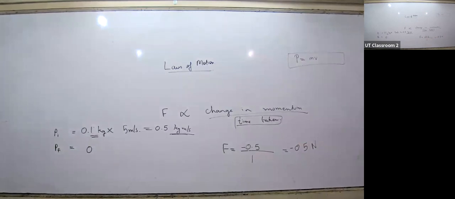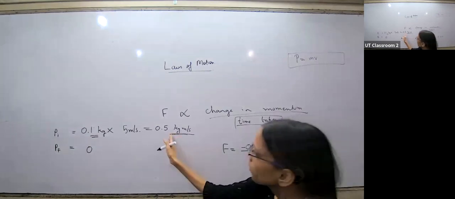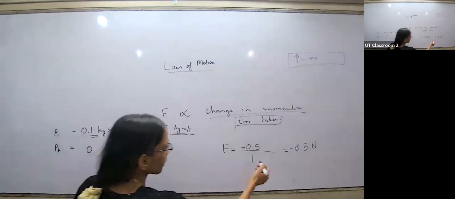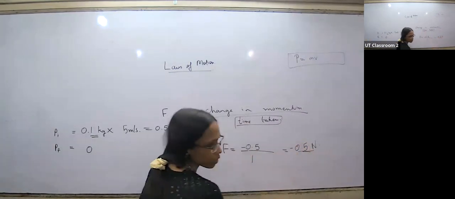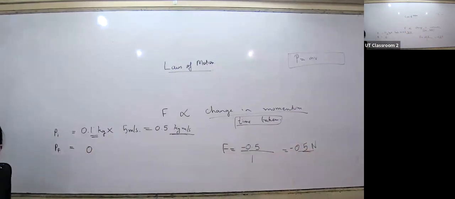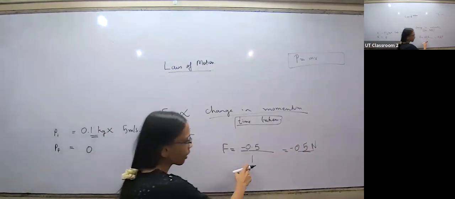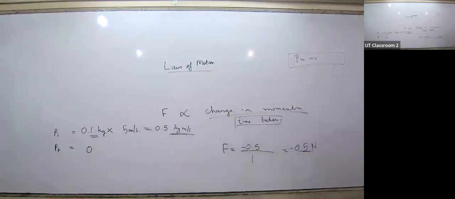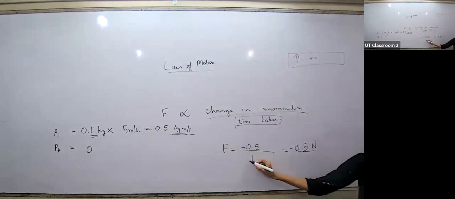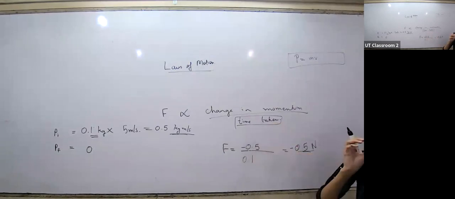I have just taken random numbers, so don't think this is very small. We have just taken some random values for how much force needs to be applied. But in real life, you will not take 1 second, or 1 second will be a fraction of a second. So let's take it realistic. Let's take as little time as we can, because in a very short span of time, it will hit and you have to stop it.